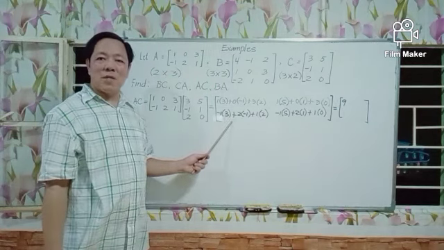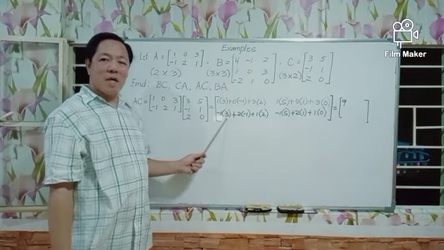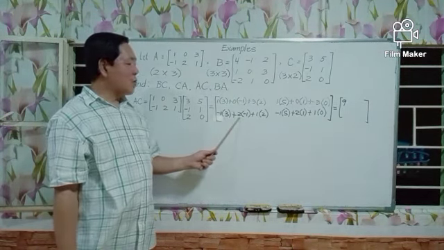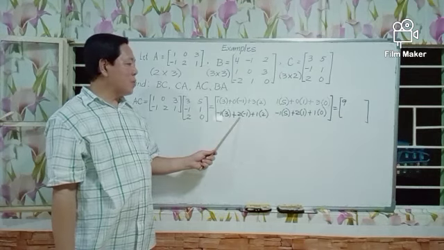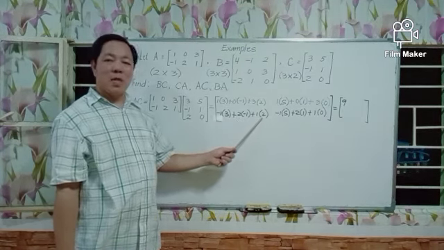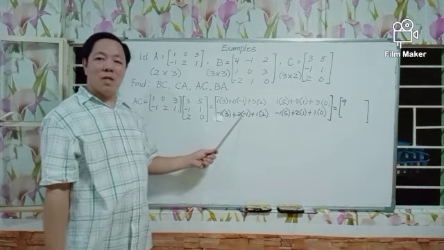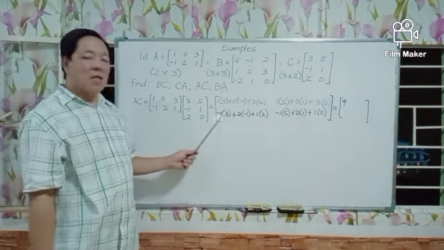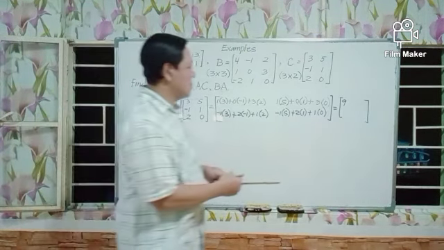Next entry in the first column: negative 3 from negative 1 by 3, and 2 by negative 1 is negative 2, and 1 by 2 is 2. 2 minus 2 here is 0. Minus 3 is minus 3.